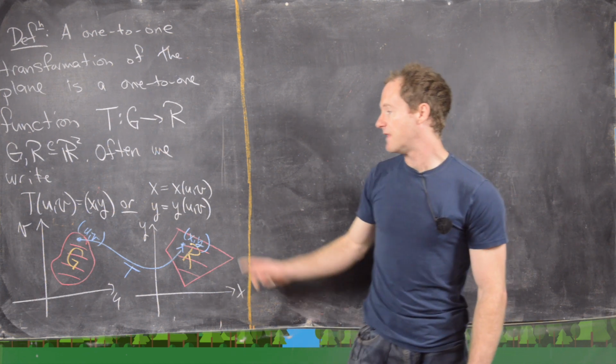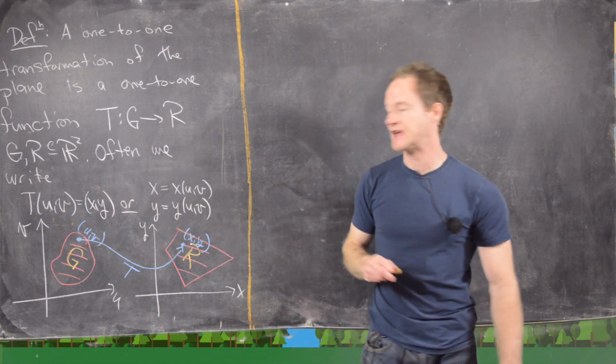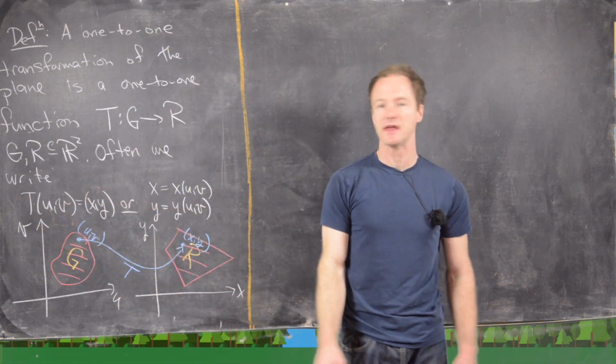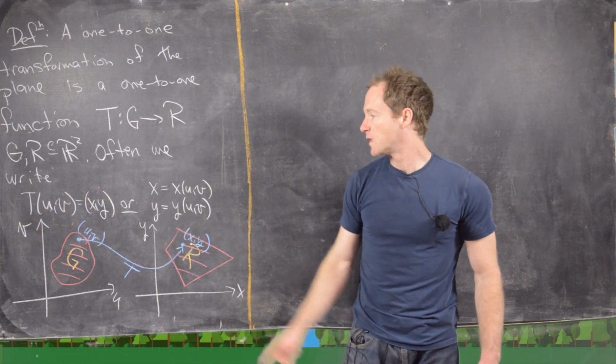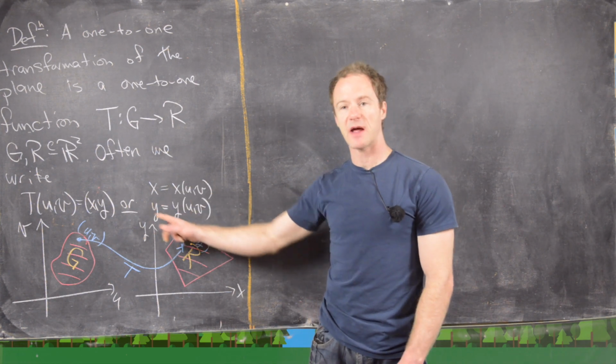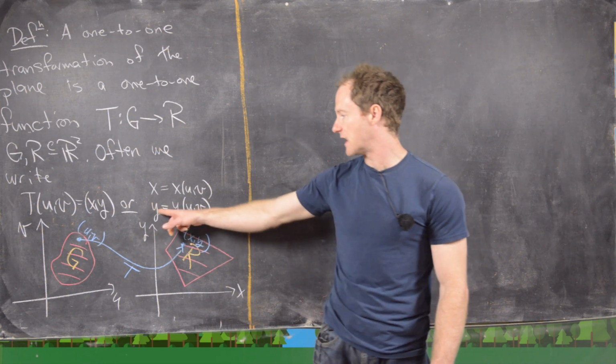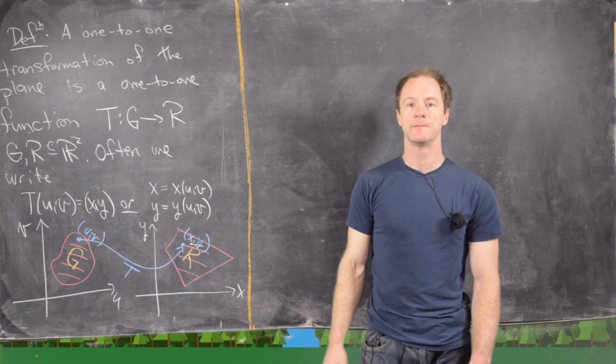And then furthermore, there's some other notation which we use from time to time, which is T evaluated at (u, v) gives us (x, y). Or we could look at it kind of parametrically in this way. So x is a function of u and v, and y is a function of u and v.